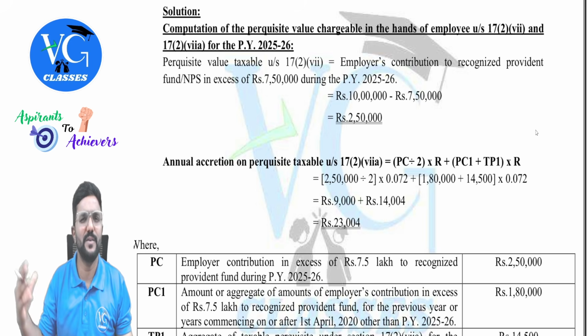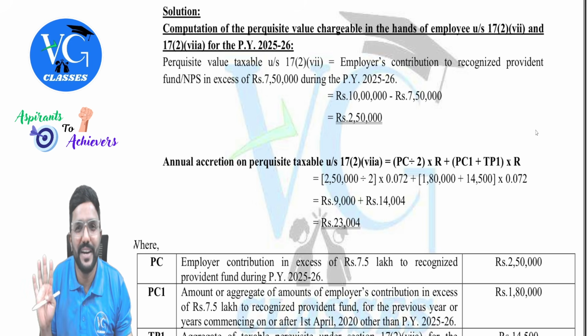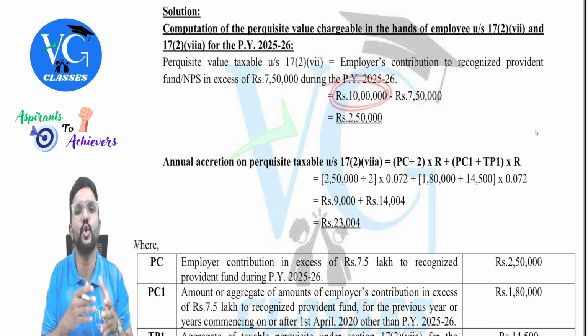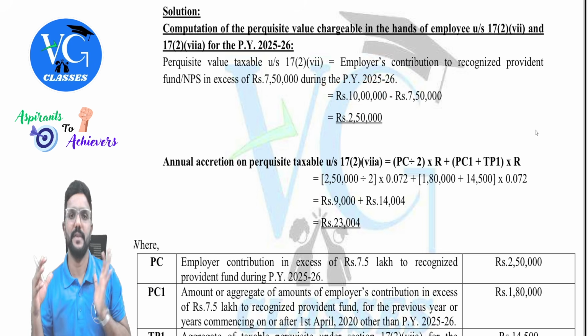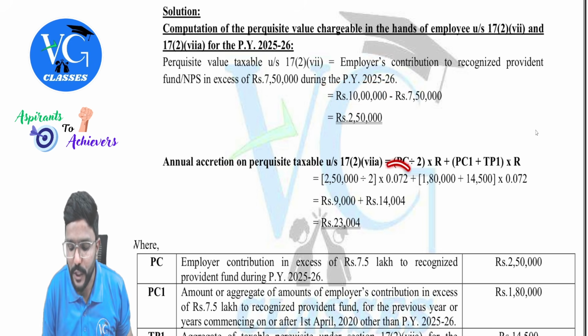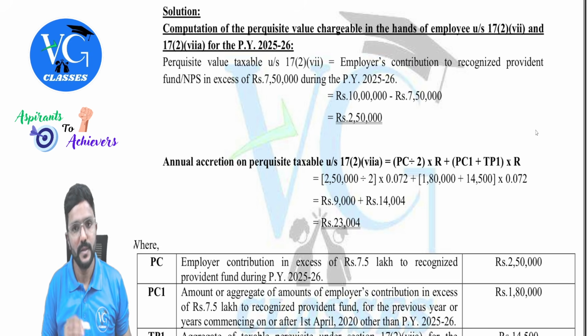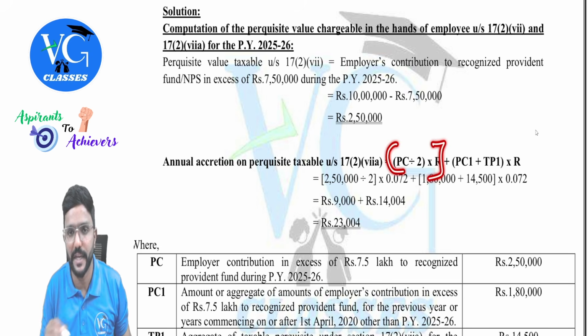Even in your accounts, sometimes you would have done into 6 by 12 and all, right? Yes, similar to that. Clear? As this contribution is made throughout the year, we are just taking half of it. Okay, sir. Into the rate of return. So we will get 9,000 for the first part. So this is for the contribution made during the year.